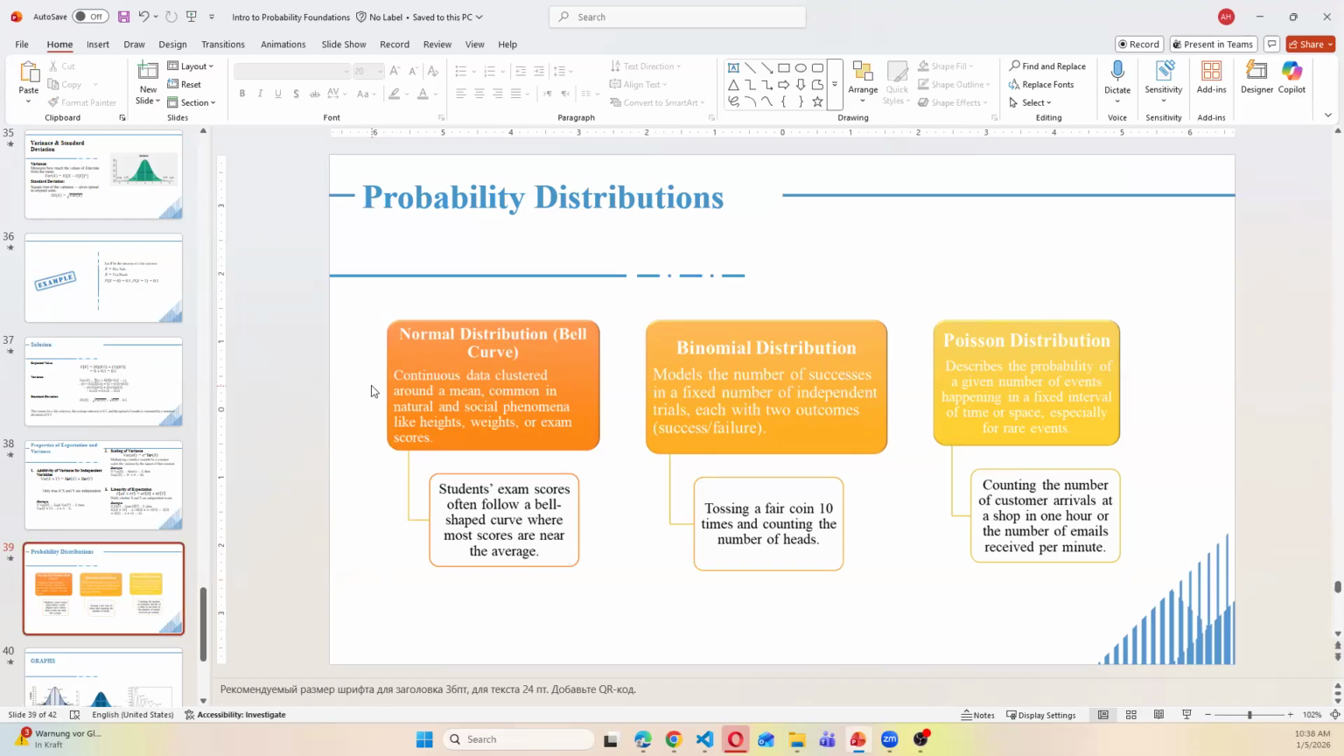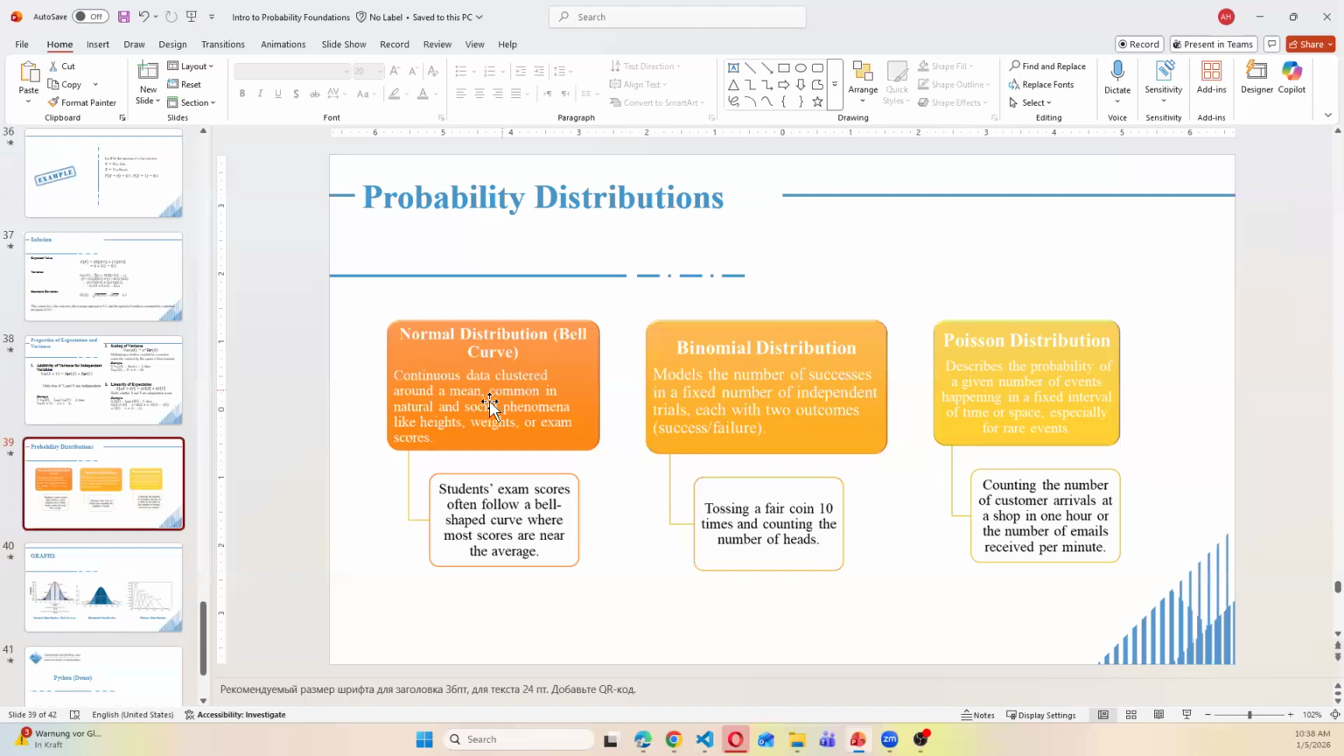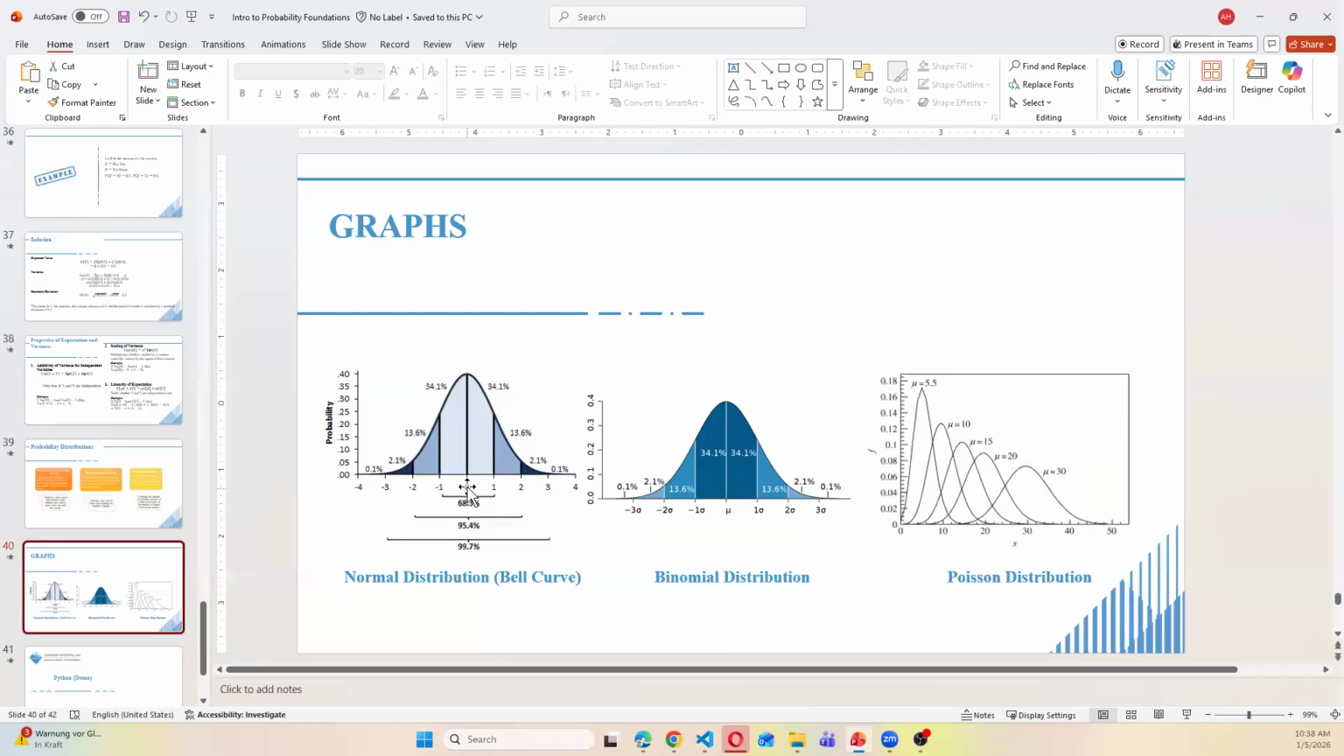For probability distributions, we have the normal distribution, the bell curve, the binomial distribution, and the Poisson distribution. You can see the definition here: continuous data clustered around a mean, common in nature and society. Here the mean is 0. Within the first standard deviation, most of the data is there, about 68.3%. Within two standard deviations it will be 95.4%, and for three standard deviations it is 99.7%.